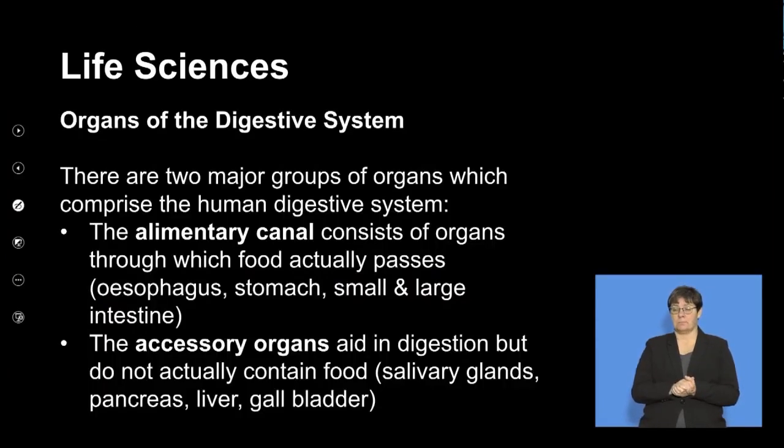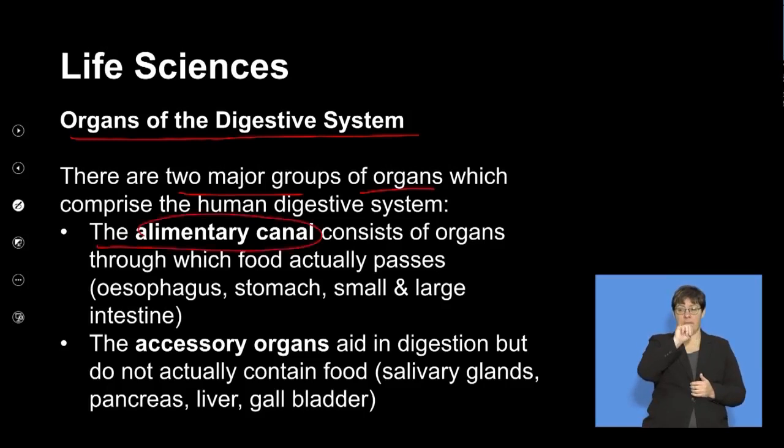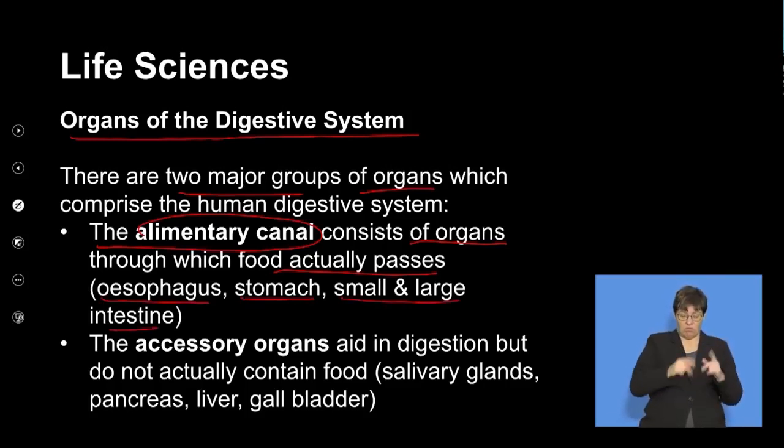It's important that we unpack what the organs are. There are 2 major groups of organs which make up the human digestive system. We refer to them as the alimentary canal, which consists of the organs through which food will pass. These include the esophagus, the stomach, and the small and large intestine. We call this the alimentary canal.